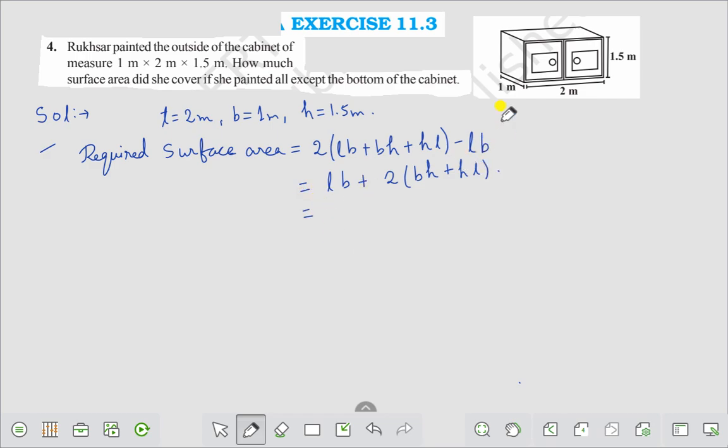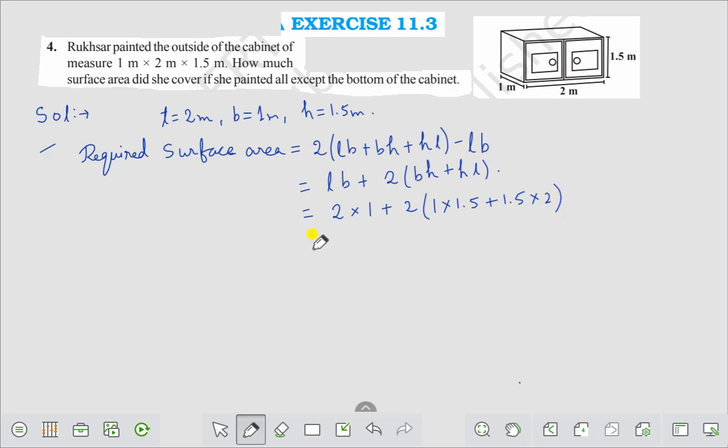Why is LB subtracted? Because we will not paint this bottom. That means you have to subtract this bottom, that is length into breadth. Now the required surface area is LB plus 2 into BH plus HL. Length is 2 and breadth is 1, plus 2 into breadth 1 into height 1.5, plus height 1.5 and length is 2.